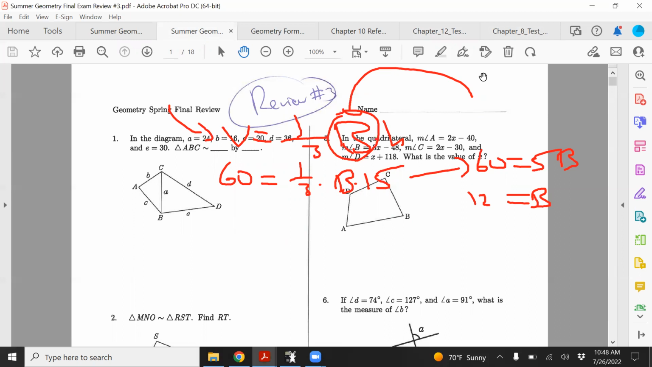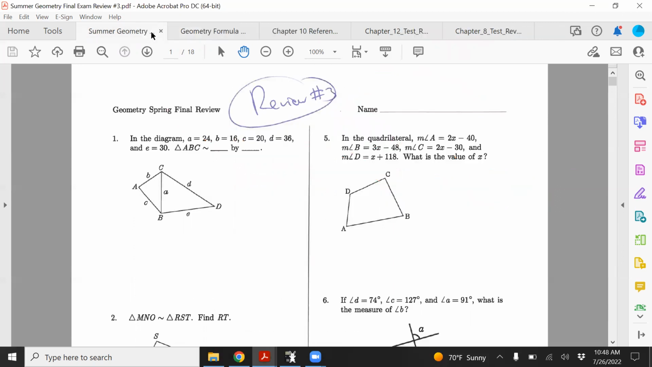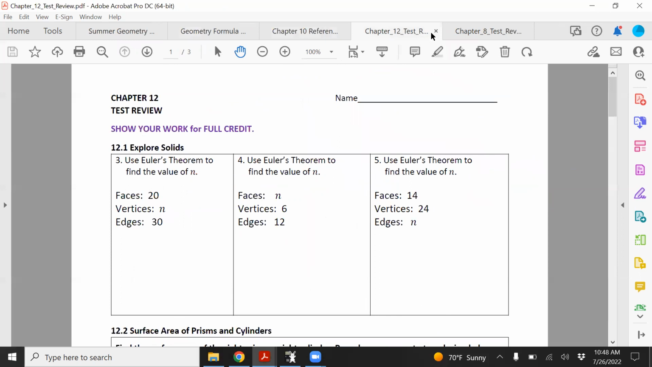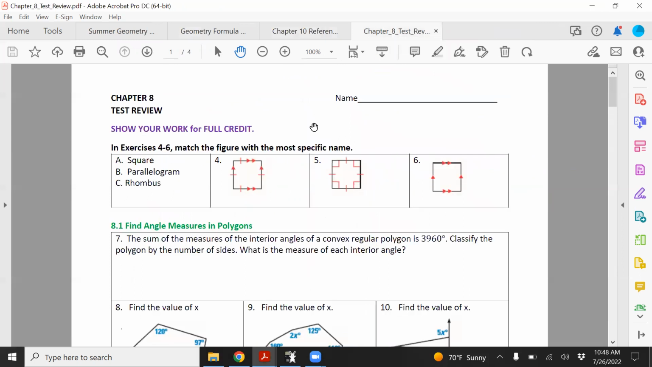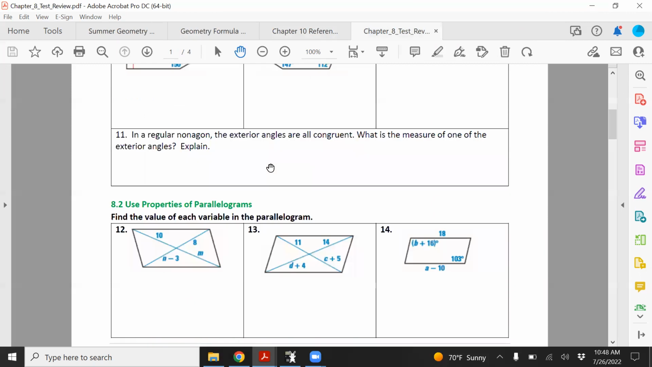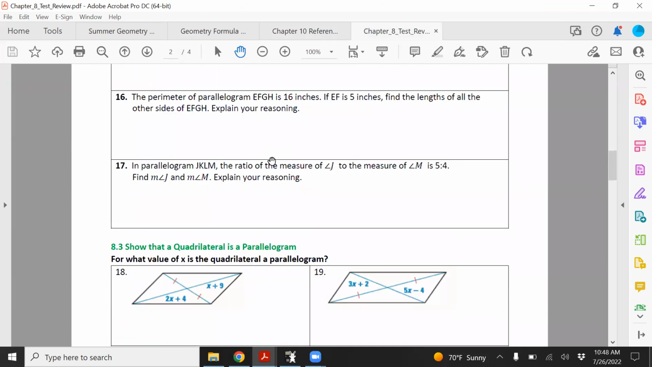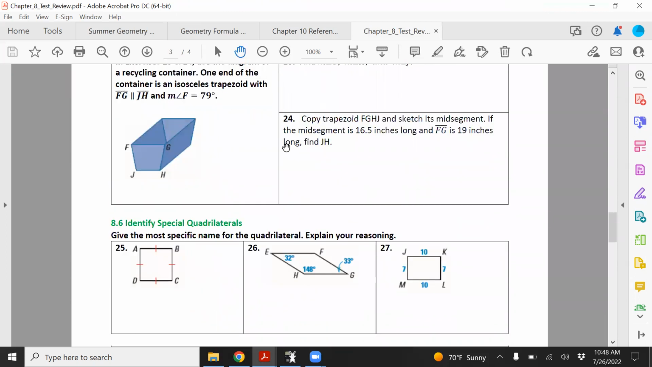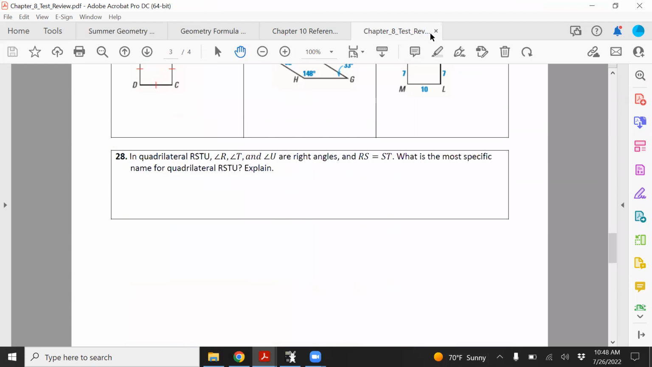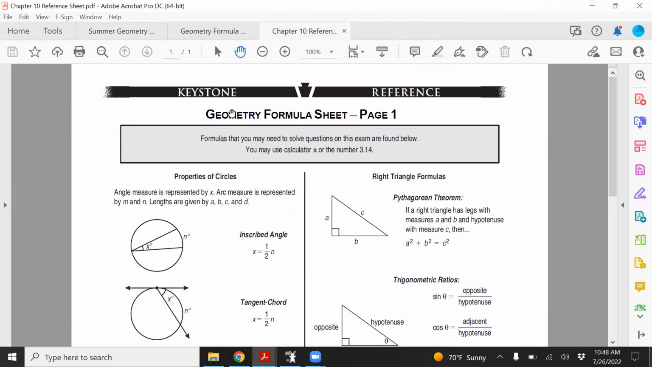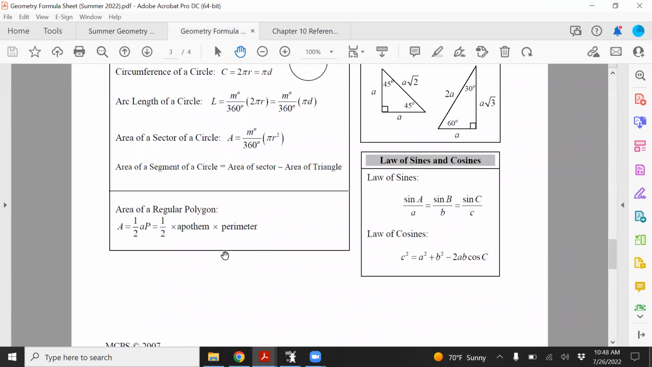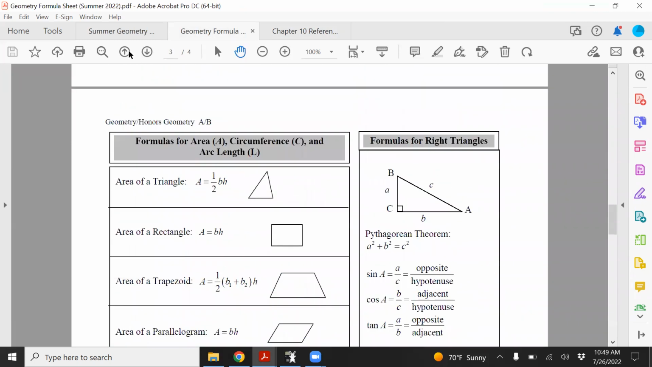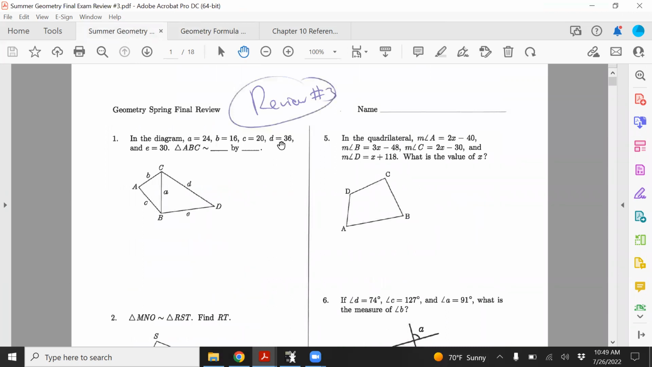So let's take a look at review number 3. So let's go to one more packet. Let's look at review number 3. And that's chapter 8 stuff. So we do need to talk about finding all the measures of angles in a polygon, properties of parallelograms, properties of rhombus, rectangles, and squares, all that stuff, properties of trapezoids and kites, and so forth. And you have all these formulas, like for the area at least, right here. But let's talk about these properties here. I'm going to jump around a little bit.